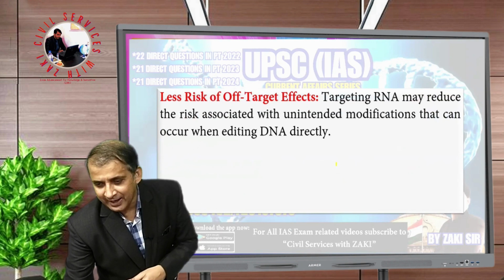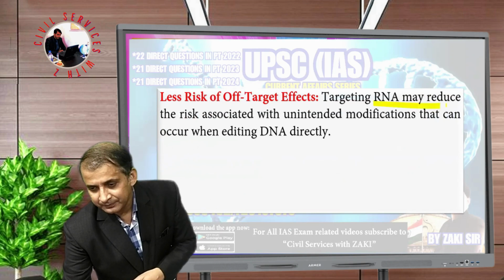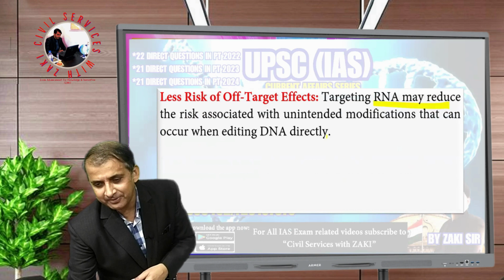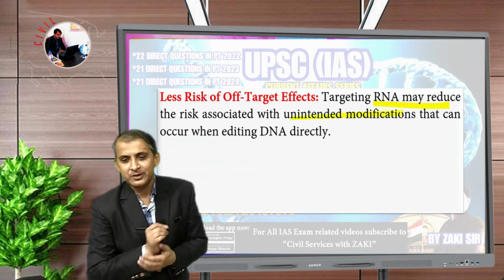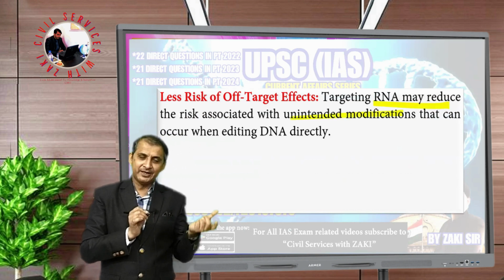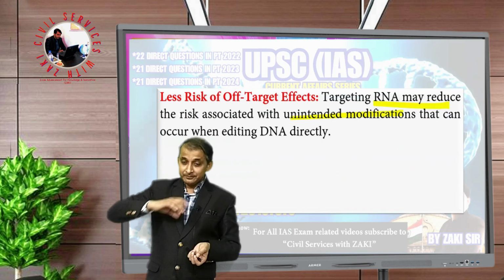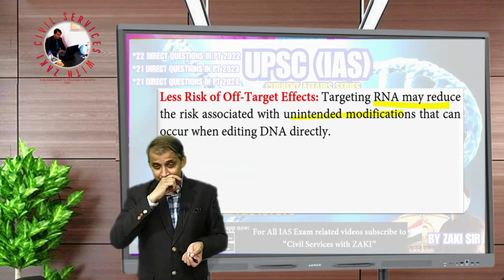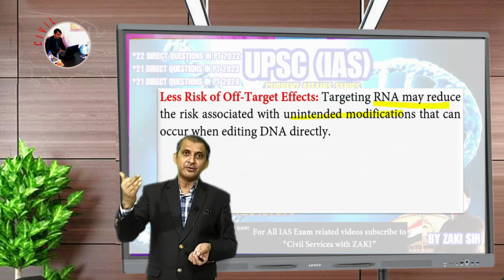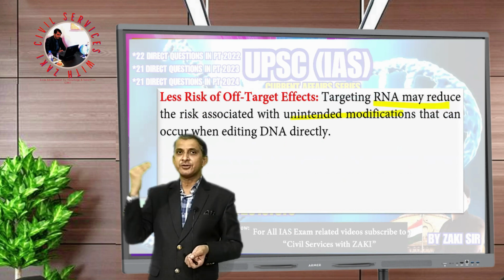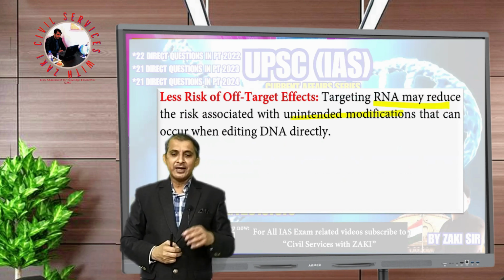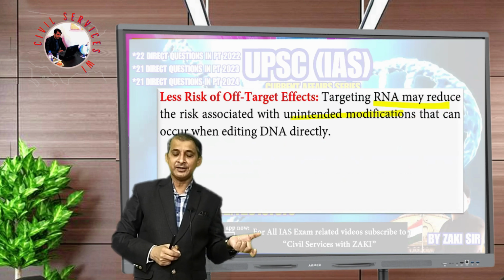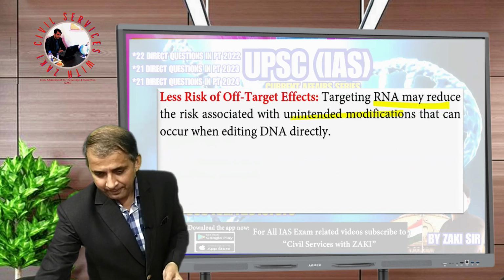Basically, targeting RNA may reduce the risk associated with unintended modification. Basically, if you edit DNA, it means some of the base pairs may be changed unintentionally. So it can cause some difficulty for the patient or disorder. So there is less risk in RNA.